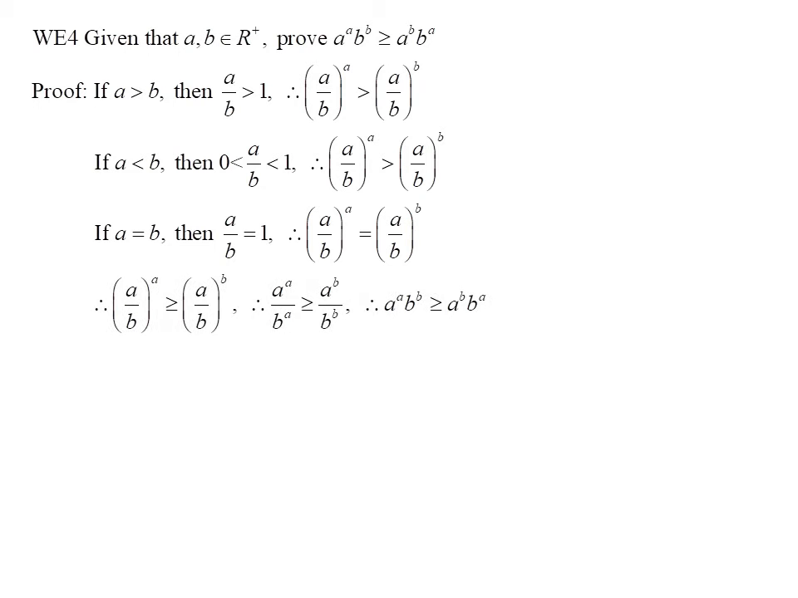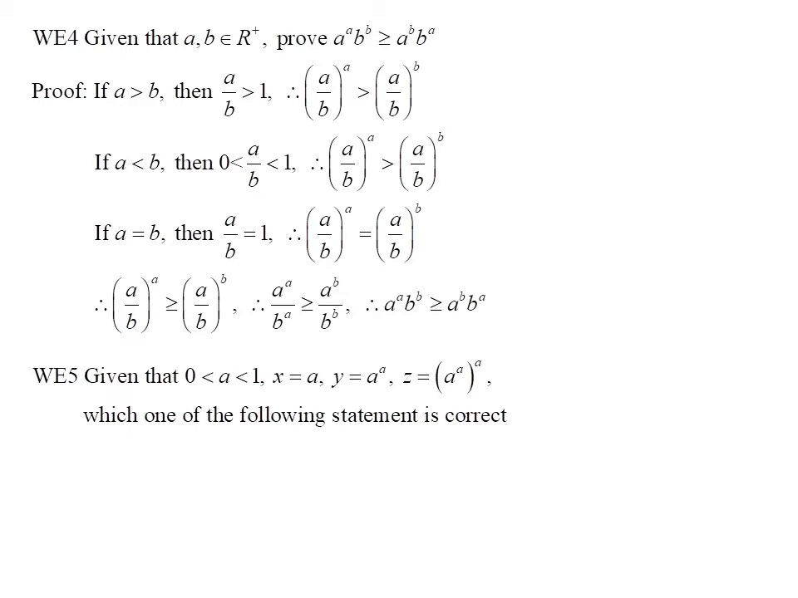Therefore, we may conclude from the above that (a over b) to the a is greater than or equal to (a over b) to the b, which can be further simplified to a to the a times b to the b is greater than or equal to a to the b times b to the a.